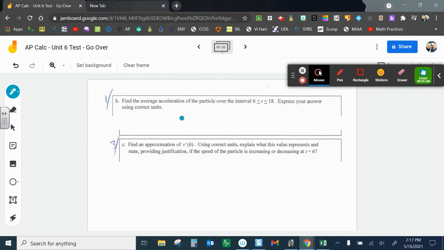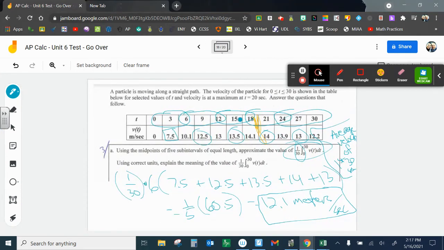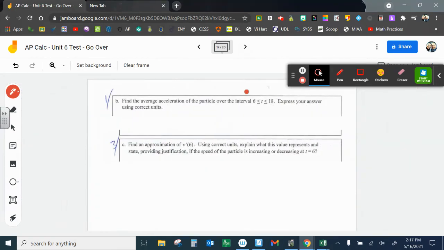Okay, find the average acceleration. So average acceleration between 6 and 18. This is talking about velocity. So average acceleration is just the slope of the secant line. So I'm going to do average acceleration equals the value of the velocity at 18 minus the velocity at 6, and then 18 minus 6.